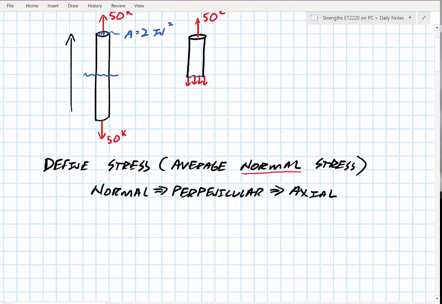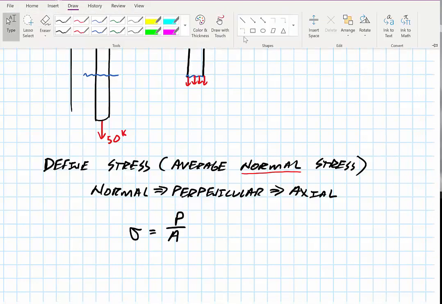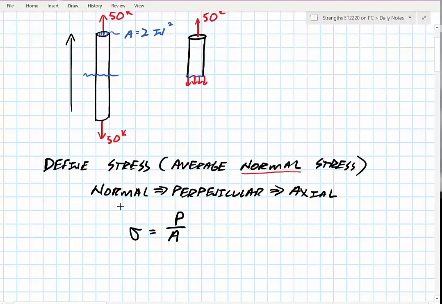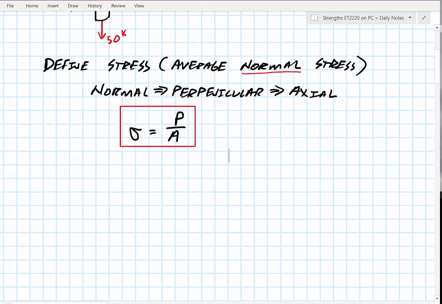Our equation for stress is basically just a force over area, and the symbol we're going to designate for stress is a sigma. So we have some kind of force divided by area. Our first real equation in strengths. Pretty exciting. Hope you're excited. I know I'm excited. And what this really says is that our average normal stress is equal to our load divided by our area.